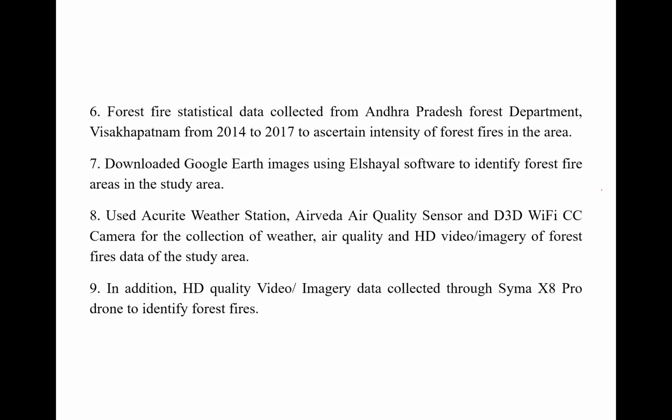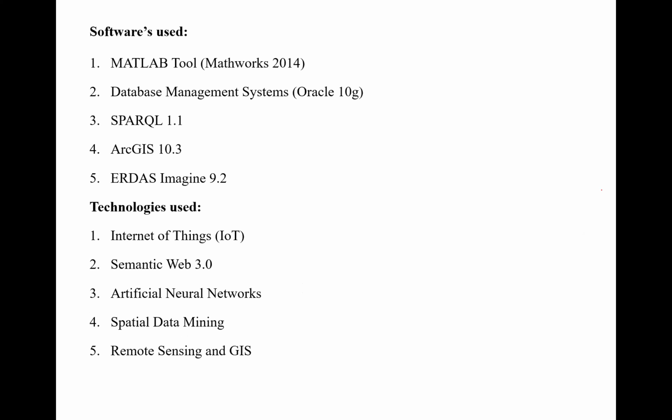Okay, so what's the past information, what's the present information. Then you can use cameras. So what's the purpose of the camera here? The CC camera will identify the fire range, the fire area, the smoke, something. So we can use different types of software also, right? So technology: semantic web, artificial neural network, spatial data mining, remote sensing, and GIS.